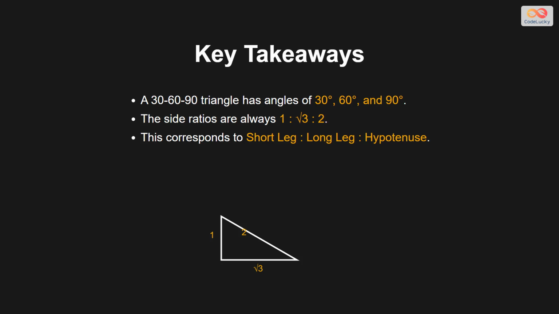Remember these key points. A 30-60-90 triangle always has angles of 30, 60, and 90 degrees. The sides always follow the ratio of 1 to the square root of 3 to 2, which represents the short leg, the long leg, and the hypotenuse.